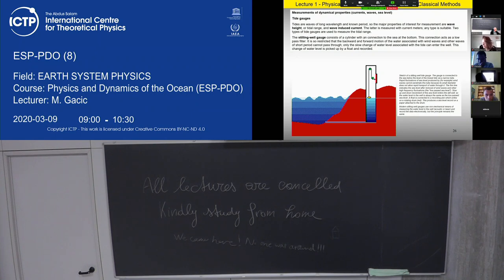Tide gauges. As the name says, they are used for measuring the tides, which have a long wavelength and a known period. They have a very precise and very determined period. So we are measuring the height of these waves, and or the tidal range, the difference between the highest and lowest sea level. And then we also have wave induced currents, but those have to be measured with current meters, not with this instrument here.